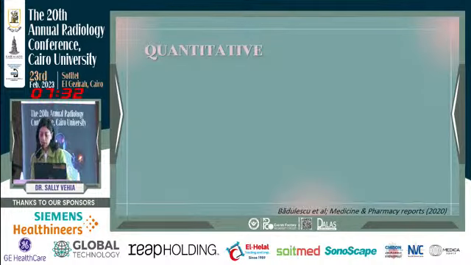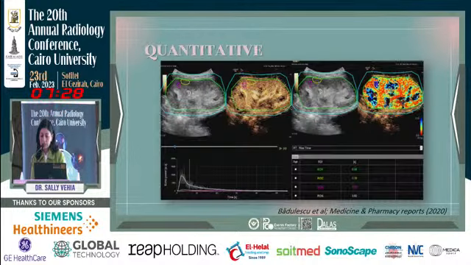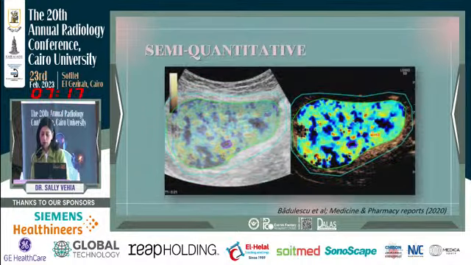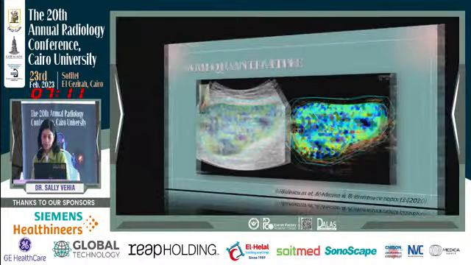The quantitative analysis is focused on the dynamics of the transit of the contrast agent through a specific ROI and aims to measure perfusion parameters related to the circulatory bed, representing a time intensity curve. The semi-quantitative analysis consists of superimposition of a color map over the ultrasound image.